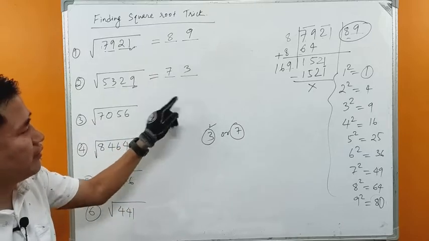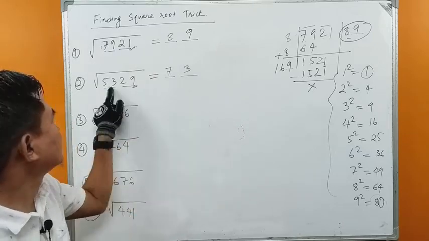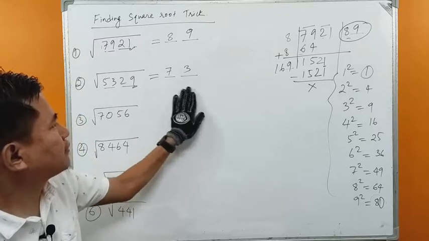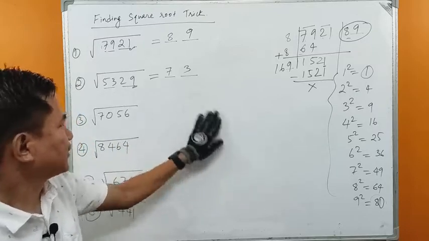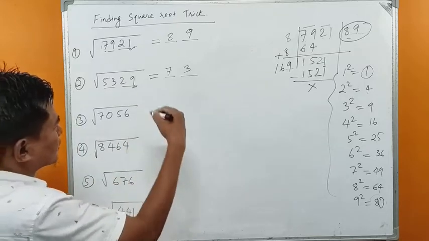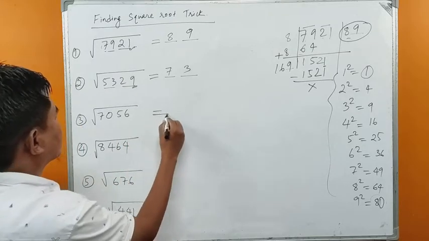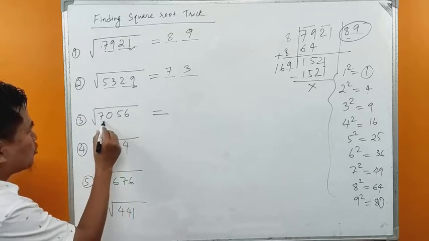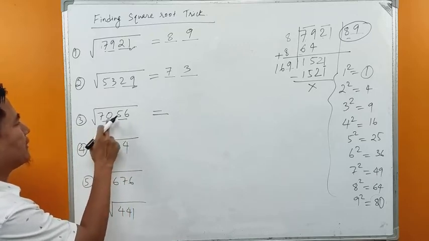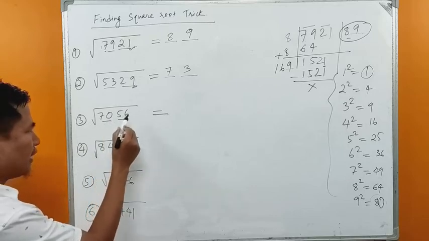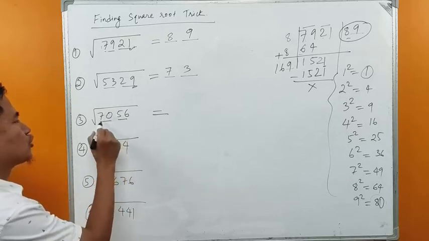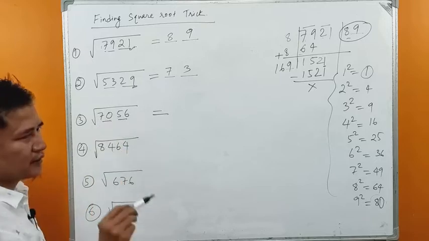If the number comes lesser than this, we choose the greater one. If the number comes greater than this, we choose the lesser one. Okay, greater means lesser, lesser means greater, just the opposite. Now we divide this number into two parts, 70 and 56.